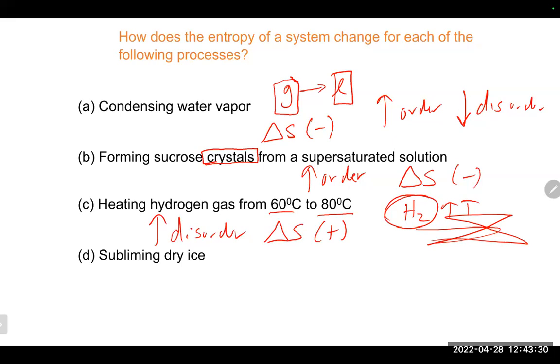And lastly, sublimation, dry ice. That is the process where you go from solid to gas, directly skipping liquid along the way. And that means the entropy here should be negative or positive? Should be positive. That obviously is going to increase the amount of disorder. You're going from something in the solid state to something in the gas state where everybody's flying around, and it would create a lot more disorder, resulting in a positive delta S value. Any questions on any of those?